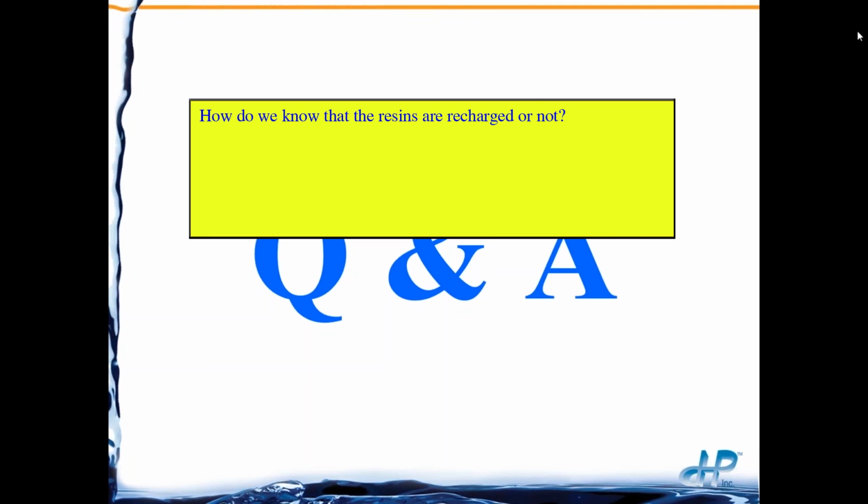Another question we have here: how do we know whether the resins are recharged or not? Very good question. There's actually a calculation we can do. It's probably not necessary, but as I mentioned, at stage 1, some of those resins are in the exhausted state, but some are still in the regenerated state. As you get to stage 2, you can look at current efficiency, where you look at the water entering the device and the water leaving.